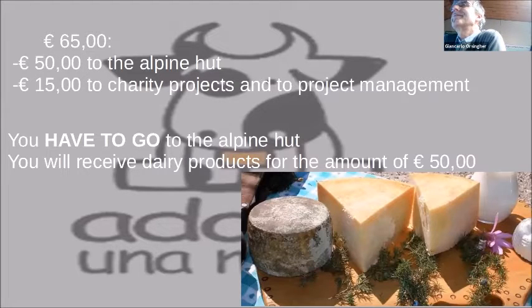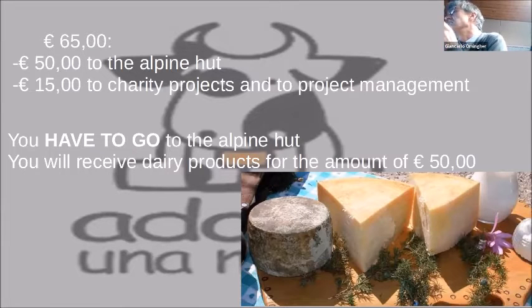Paying 65 euros every year, a person all over the world can adopt a cow. We will see on the website in a few minutes. And of this 65 euros for a cow, 50 goes directly to the alpine hut for the maintenance of the cow during the summer. 15 are devoted to charity projects and very little to the management of the project.